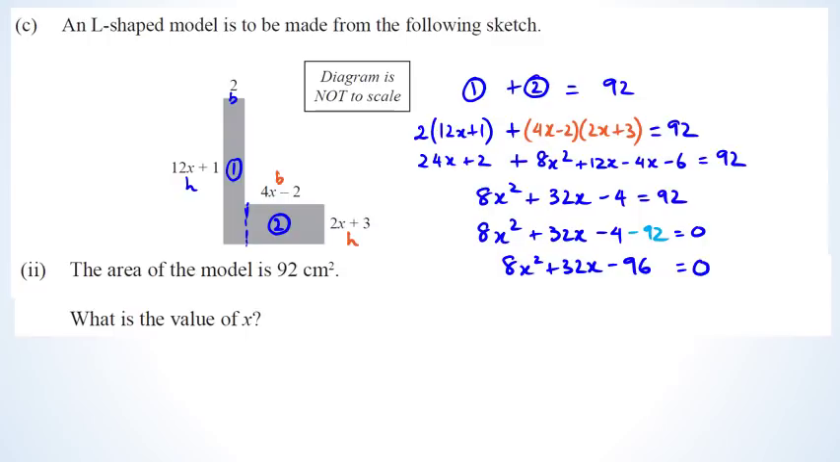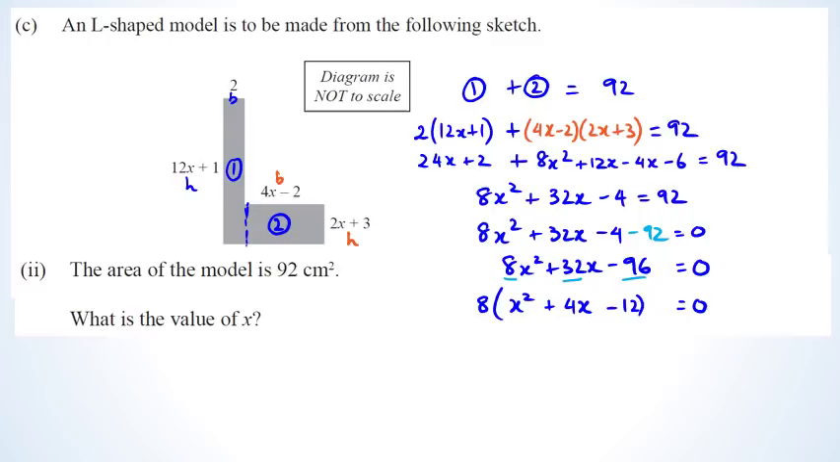Now at this point you're thinking, oh man, this is an ugly quadratic with 8 and 96. I don't have time to factorize this. Well, here's the thing. In these exams, you're not allowed to use calculators, which means the numbers that they give you are generally easy to work around. And what you should see is 32 can be divided by 8, and also 96 can be divided by 8 as well. So you could take 8 as a common factor, and you'd end up with x squared plus 4x minus 12 equals 0.